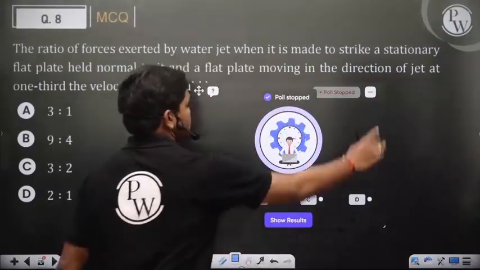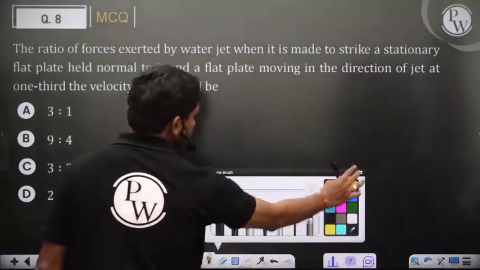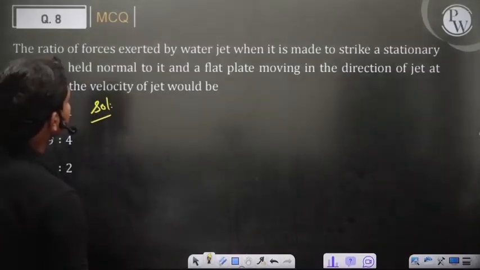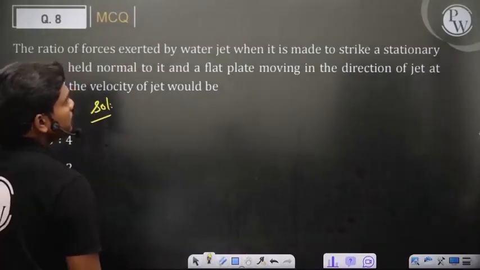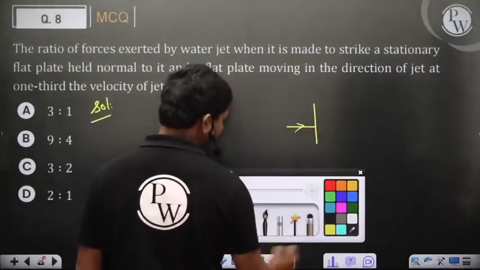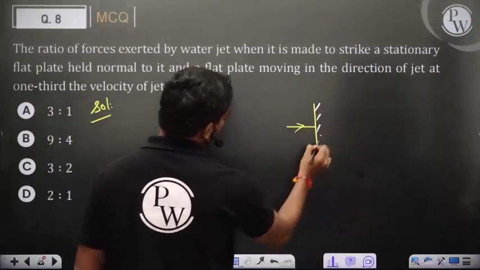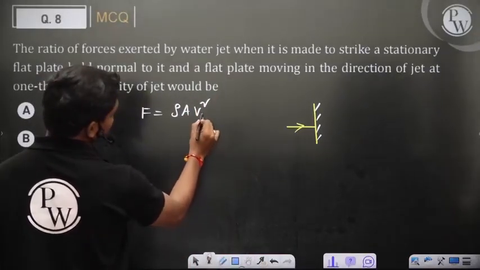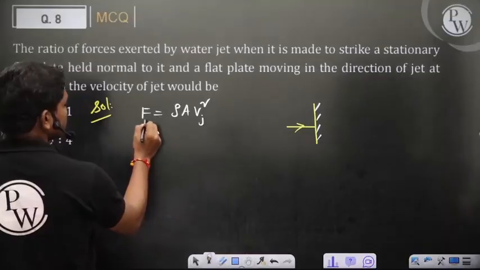Fine. So let's solve this question. The ratio of forces exerted by a water jet when it's made to strike a flat plate. Let's say there is a flat plate like this, which is fixed. So F is equal to ρA Vj square, and this is stationary.